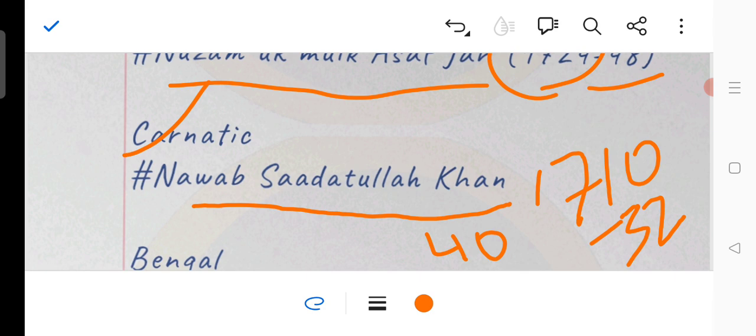The Carnatic Wars we are going to study in further videos very nicely, because here we mainly have to cover how the autonomous states rose. So this was the reason they rose like this, and after the deaths these things happened, and the European trading companies also came, the French too, and they were now fighting over who would establish their toehold in this region. So we are done with Hyderabad and Carnatic, and in the next lecture we will cover Bengal.